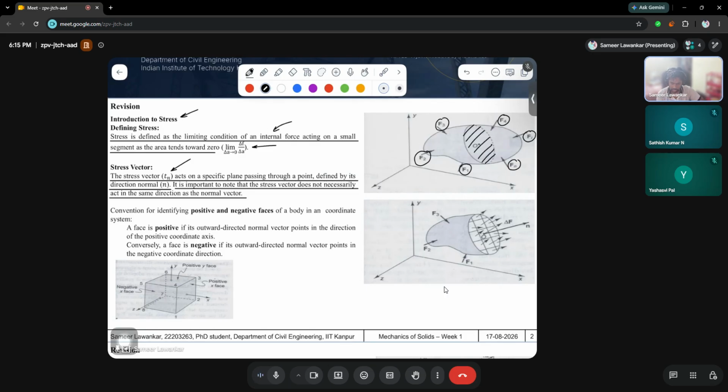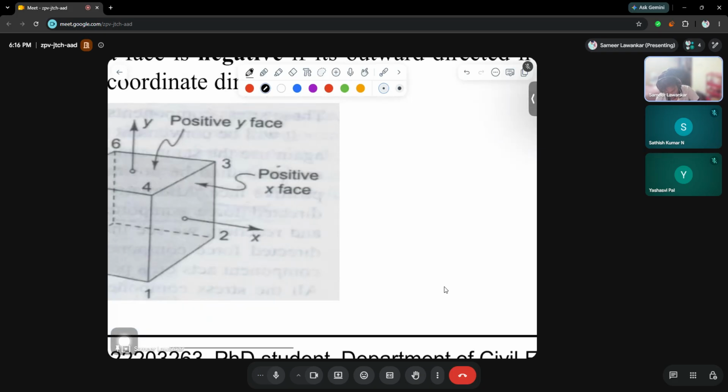First of all, let us understand the basic convention which is implemented in mechanics of solids. What is the convention? The convention for identifying the positive and the negative faces of a body in a coordinate system. A face is positive if its outward directed normal vector points in the direction of the positive coordinate axis. For example, as you can see here, the outward normal vector is in this direction, and it is a positive face.